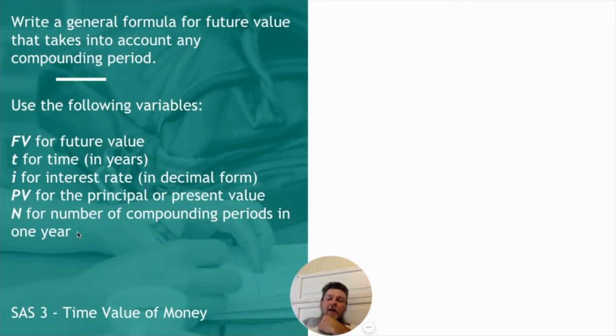So if we're compounding annually, N is 1, okay? And if we're compounding semi-annually, N is 2. And if we're compounding quarterly, N is 4. Monthly, N is 12. Weekly, N is 52. And daily, N is 365. Those all quantify the amount of each one of those in a year.